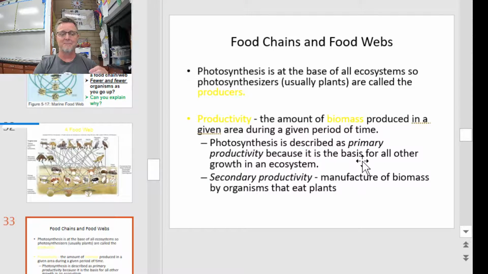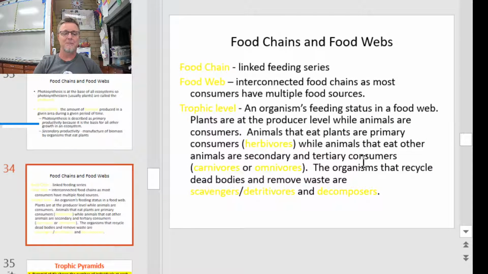There's another type of productivity besides gross and net, and that's secondary productivity. Secondary productivity is the actual manufacture of biomass. So if you think about secondary productivity, it's technically talking about respiration in that equation I gave you a while ago, because respiration is the process that releases energy from our food, so that we can build biomass, right? That's what it's all about.